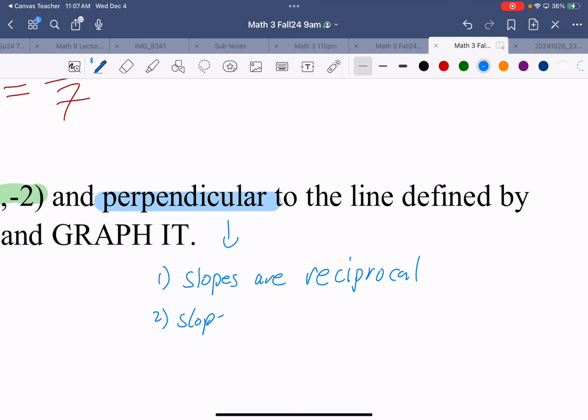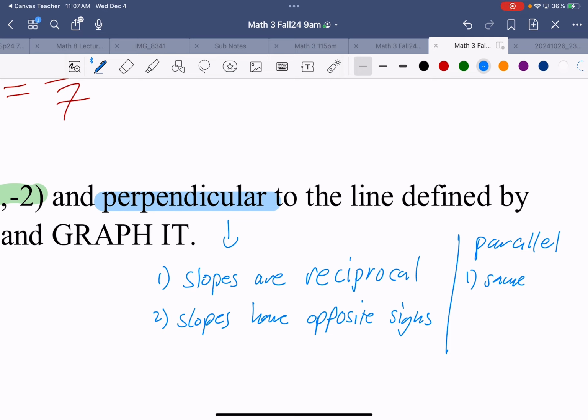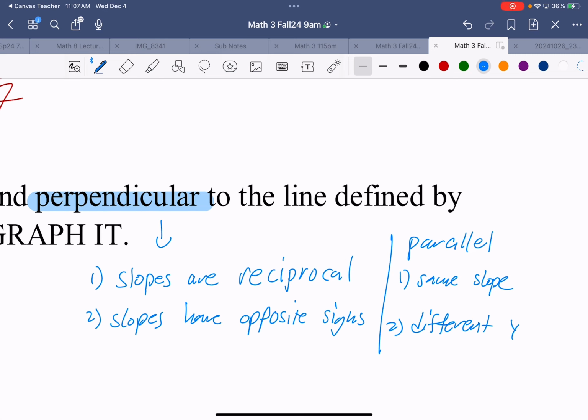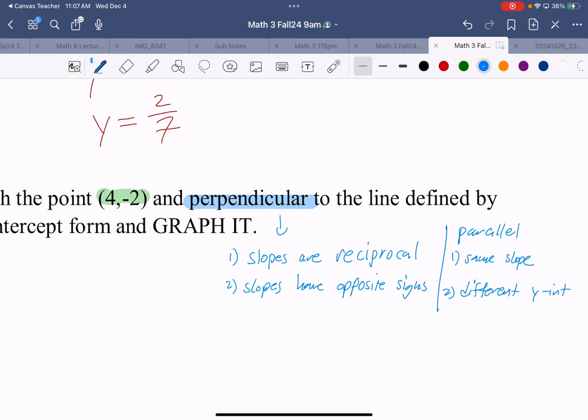And the slopes have opposite signs. Now, if it had said parallel, two things also. You have the same slope, but you have a different y-intercept. But in both of these situations, to determine the slope, remember you need your slope-intercept form.